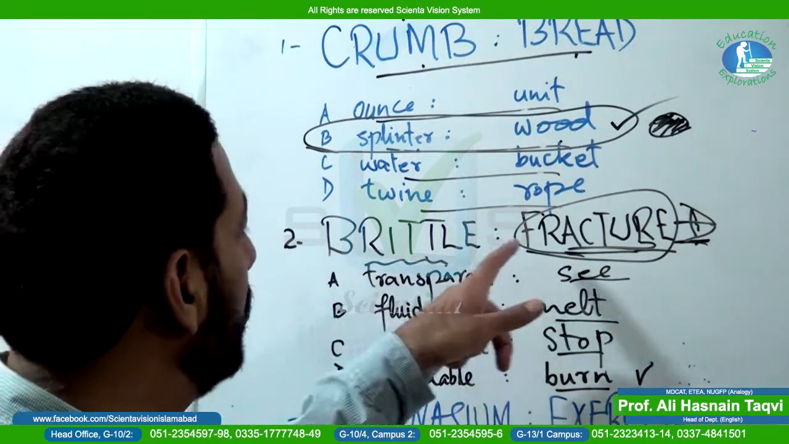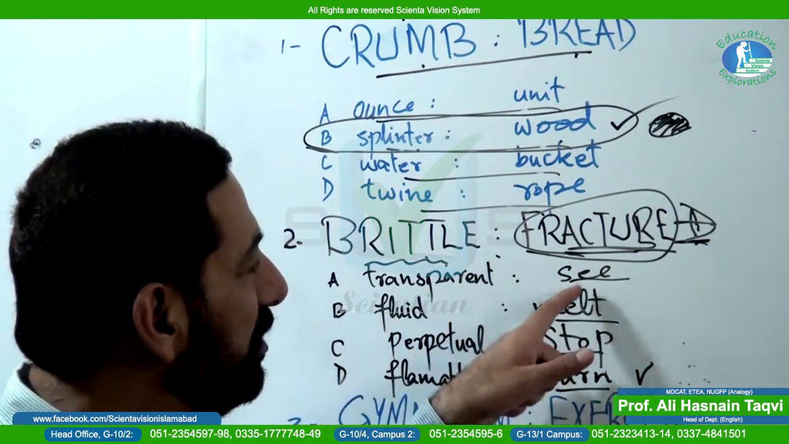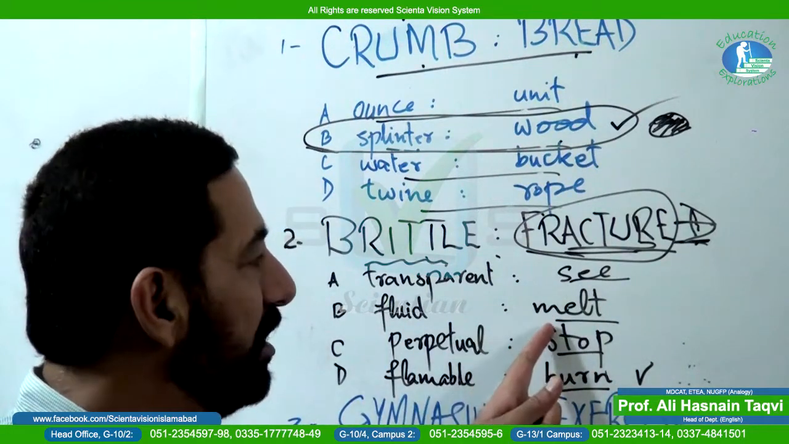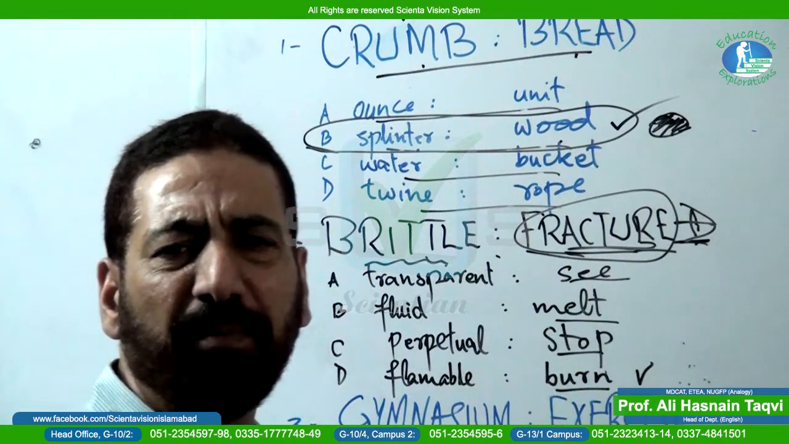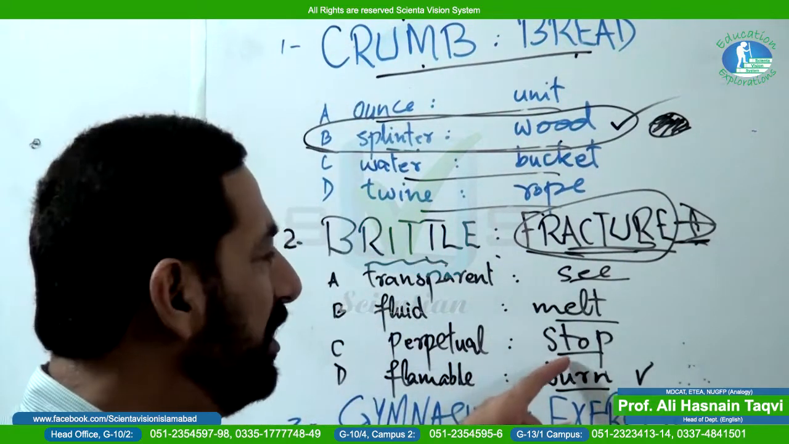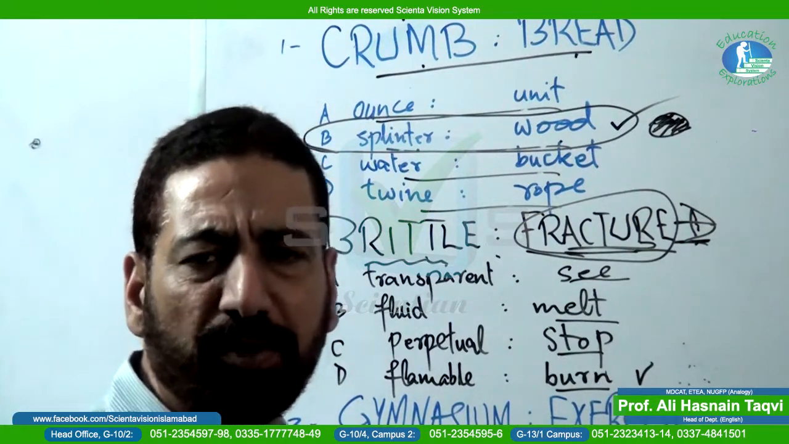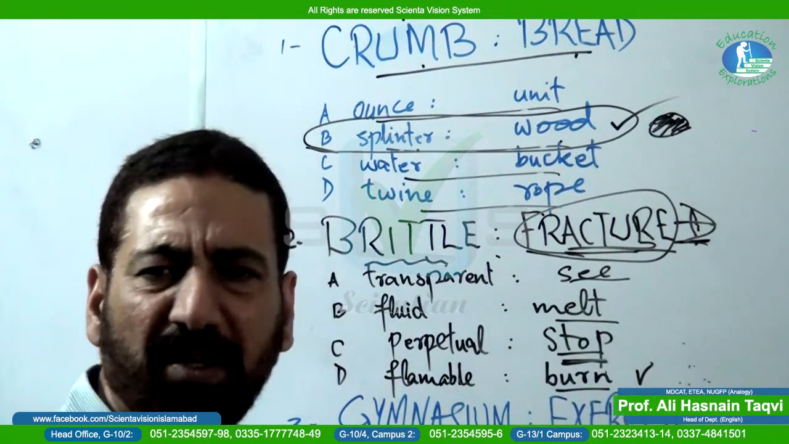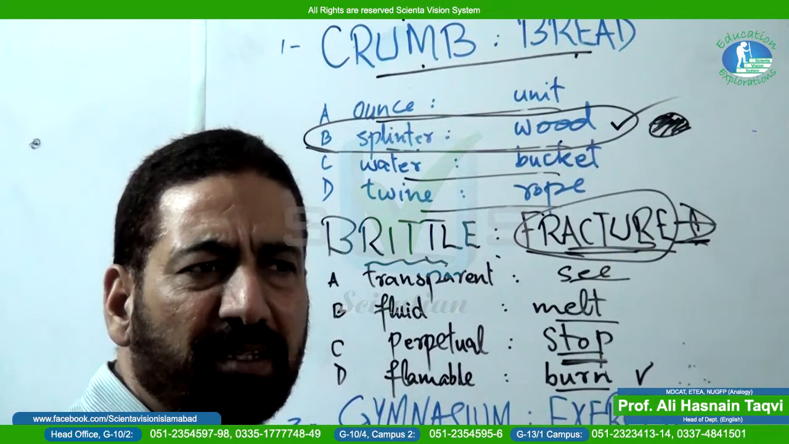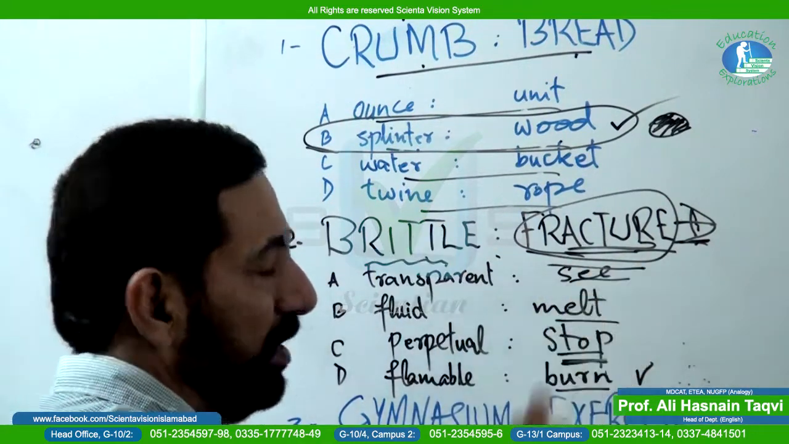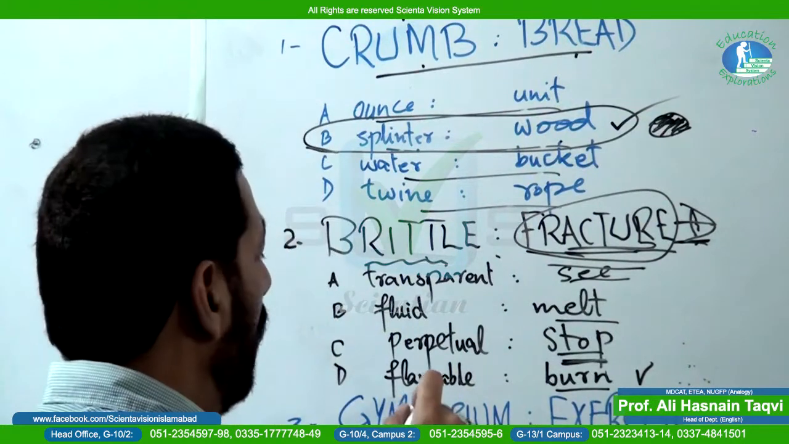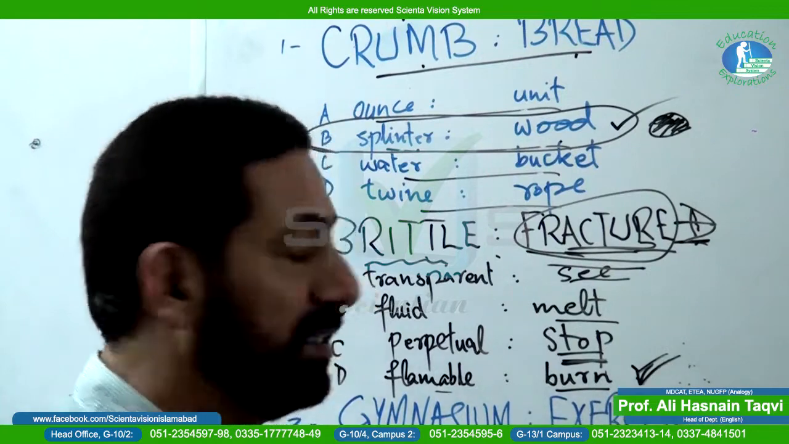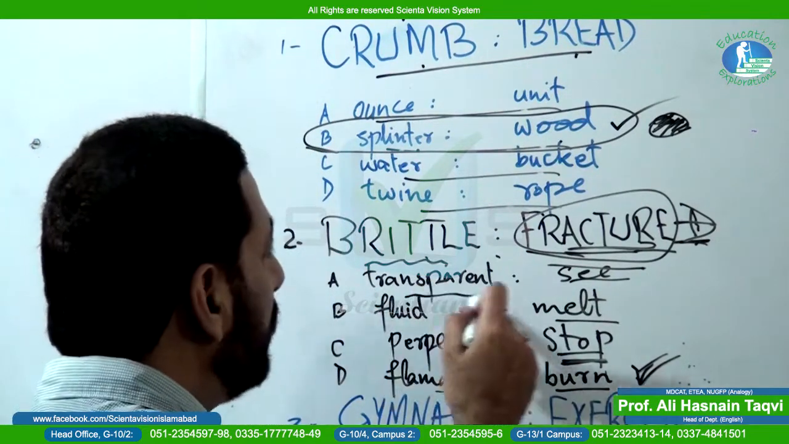When I say brittle is easily fractured, transparent is easily seen, in a way, yes. Fluid is easily melted. No, fluid is already in a melted form. Perpetual is easily stopped. Perpetual is a different word altogether. It means everlasting, unending. So it has nothing to do with stop. Nature is not being described. Flammable is easily burnt. This seems likely. Flammable is easily burned. See, this was also likely with us.